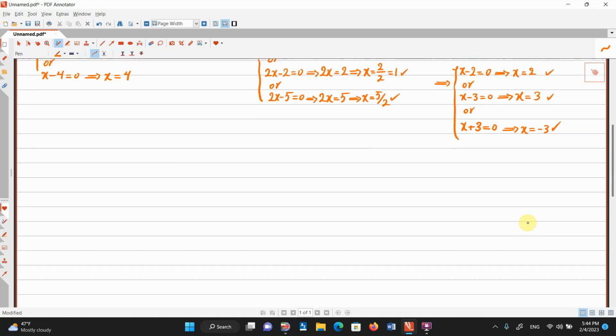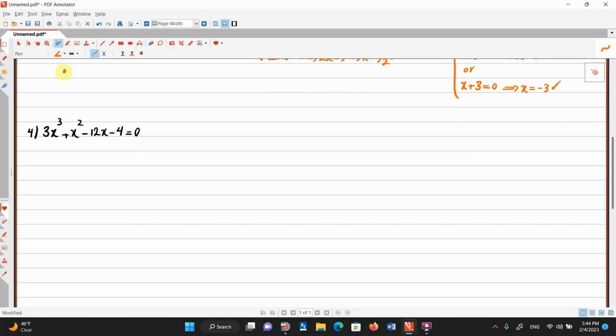As the fourth example, I'm going to write example number 4: 3x cubed plus x squared minus 12x minus 4 equals 0. As you see, this equation is a cubic equation in which all terms from the highest exponent to the lowest exponent are available. Then the only way we can use is the grouping method.